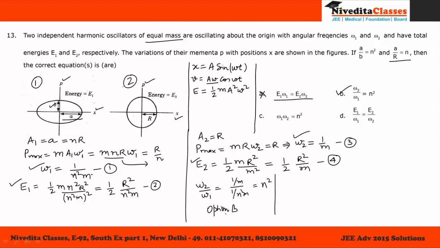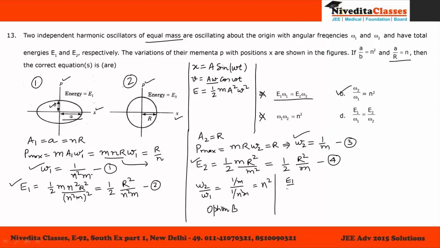So now try equation C. We have already seen that omega 2 divided by omega 1 is equal to n square. So C cannot be true. Okay. So now let's try equation D, where we have to find E1 divided by omega 1.